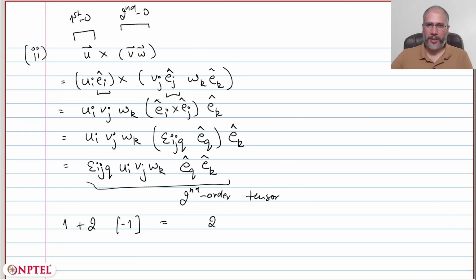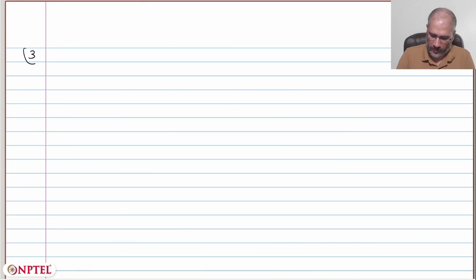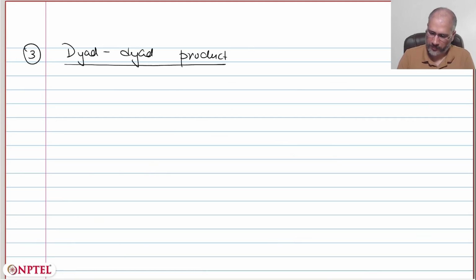Right, so this was a product between vector and dyads. So if we can have a product between vector and dyads, why don't we have product between dyads and dyads? So let's do that. So 3 is a dyad product. So again, the first kind is (uv)·(wp). So we have two dyads, uv and wp, and we take a dot product between them.